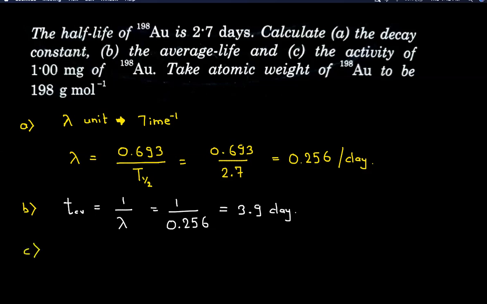See. Do the C. Activity you have to find in becquerel. What is the formula for activity, everyone? Activity is what? N lambda. Activity is nothing but rate of decay, right? dN by dt, which is lambda times N. Mod of dN by dt is lambda times N. So do it.